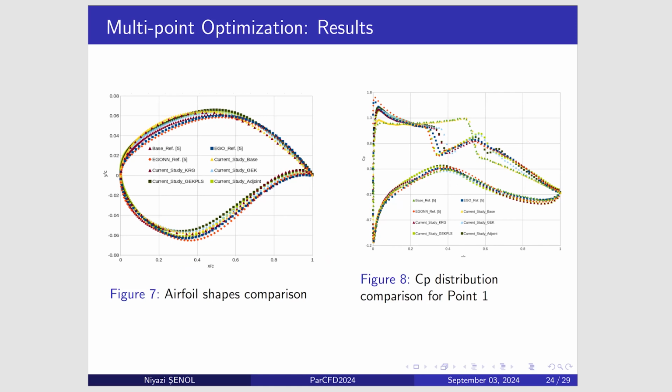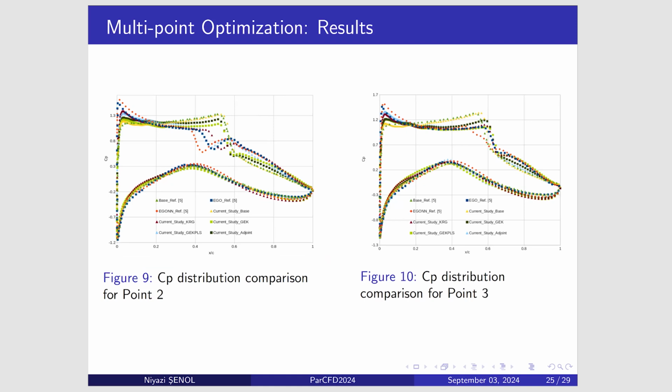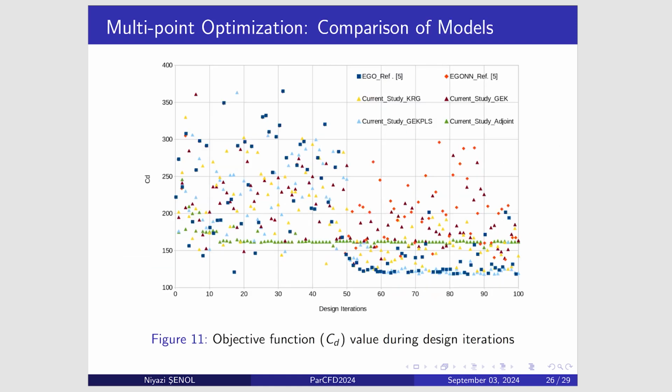So this is the airfoil shape, and we have the CP for points 1, 2, and 3. So this is the comparison of models. Here, GEC-PLS is very stable compared to the other methods.